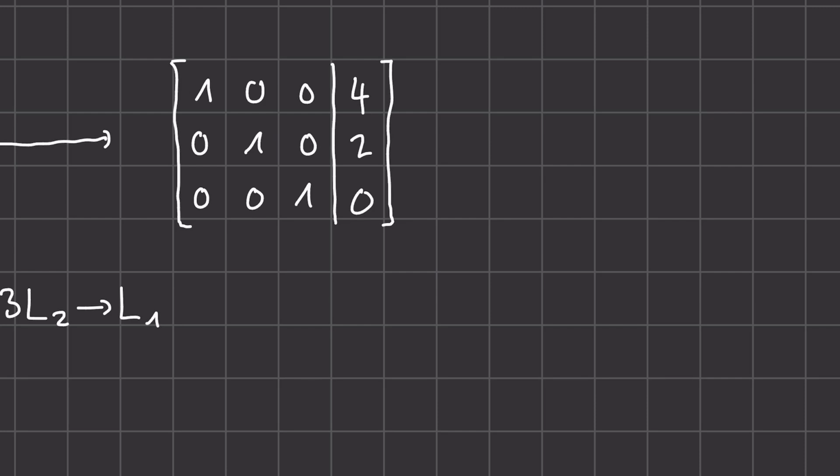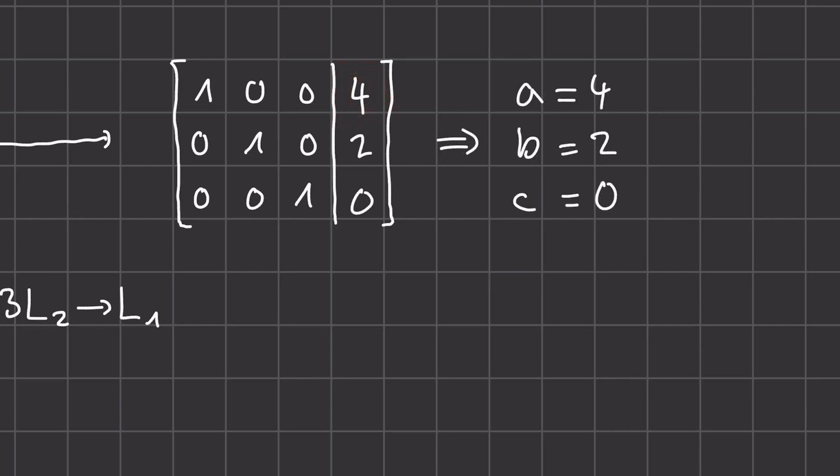As before, this 1 in the third column is a c and is equal to 0. This 1 in the second column is a b and equals 2. And this 1 in the first column is an a and equals 4.